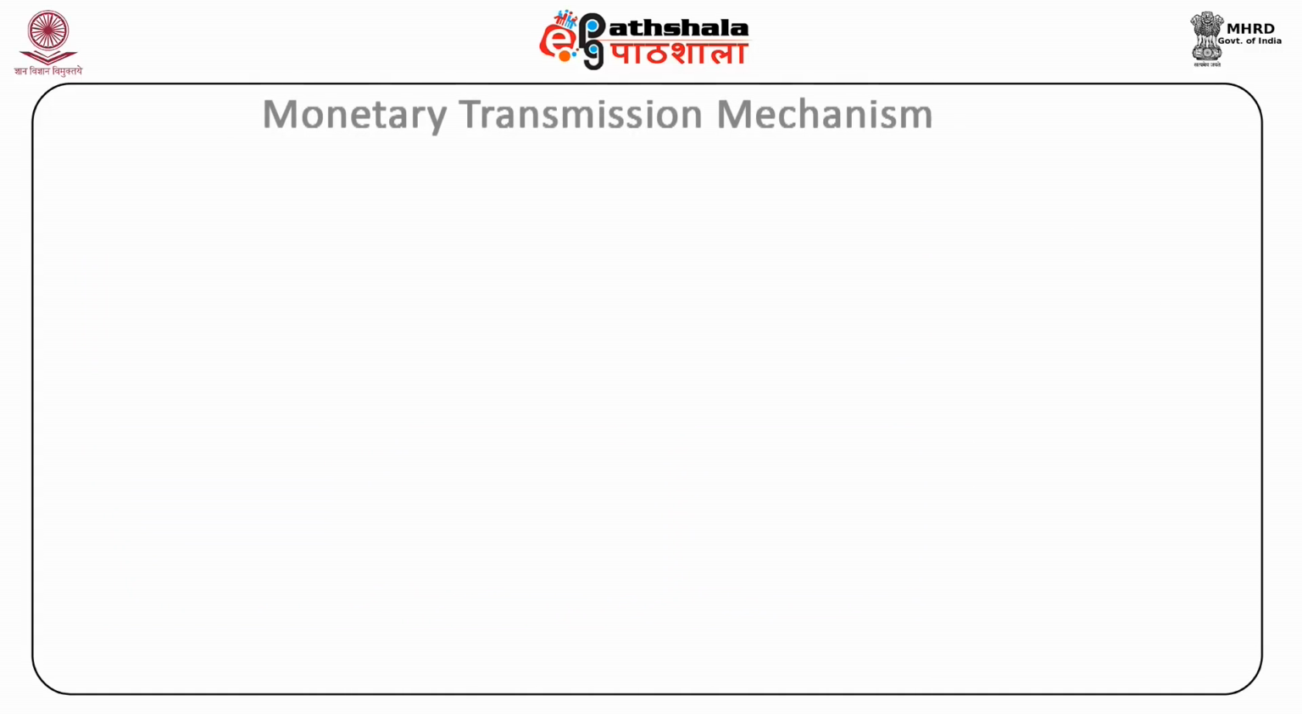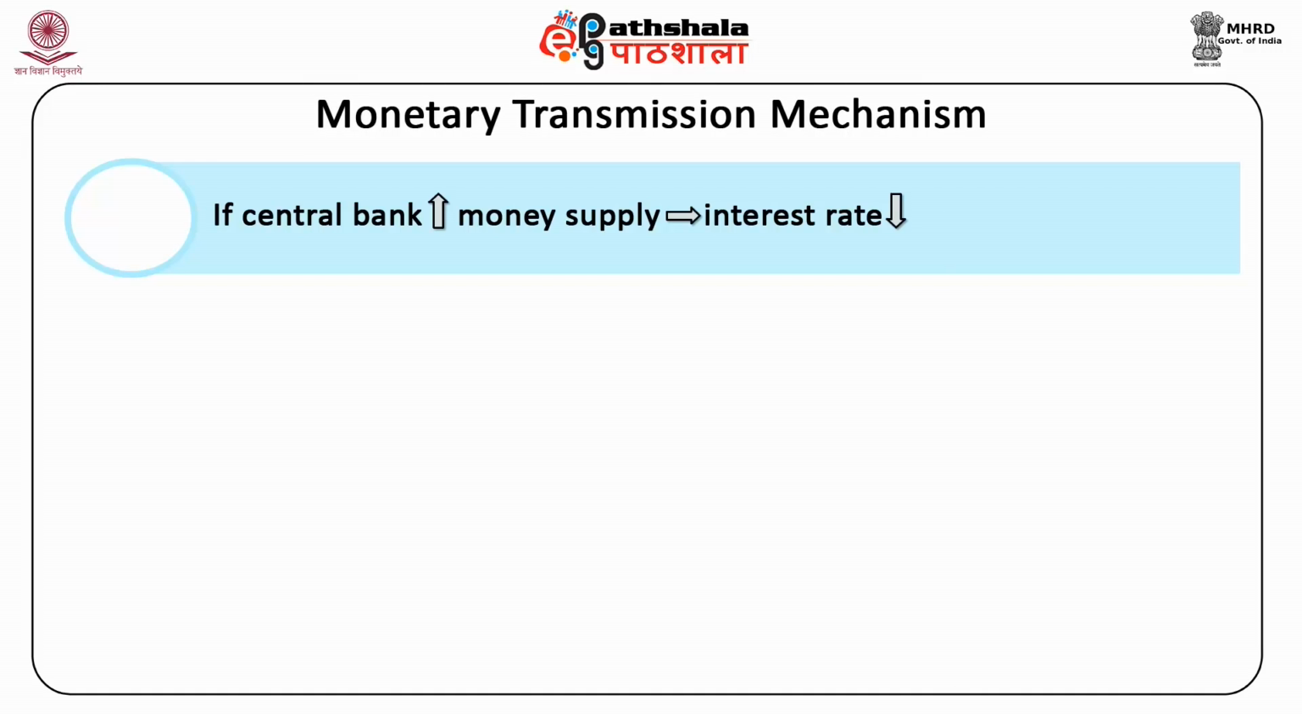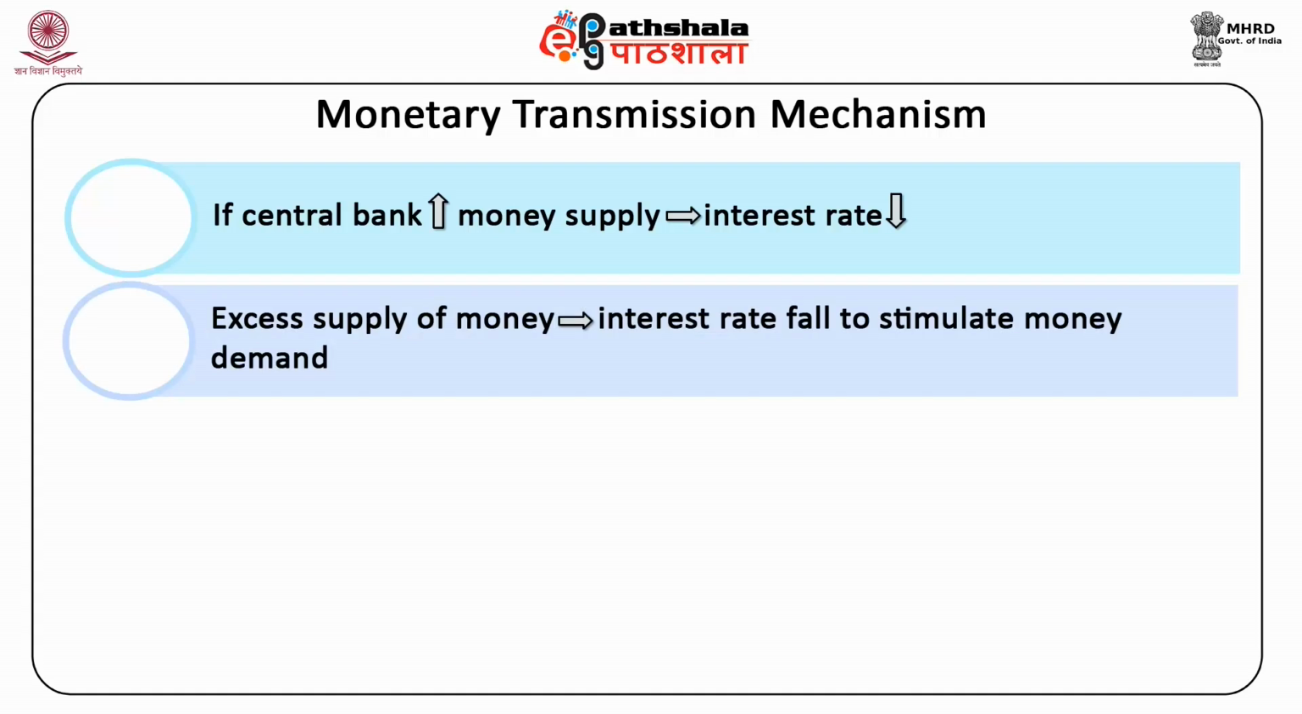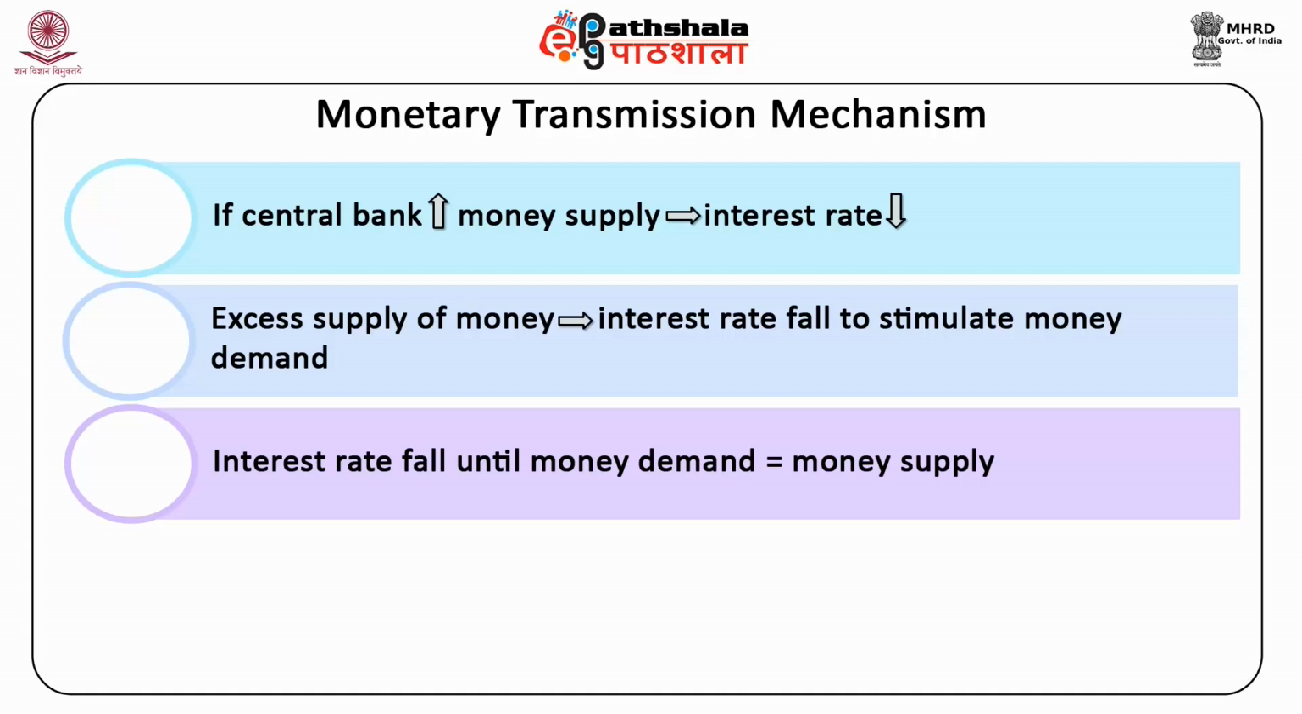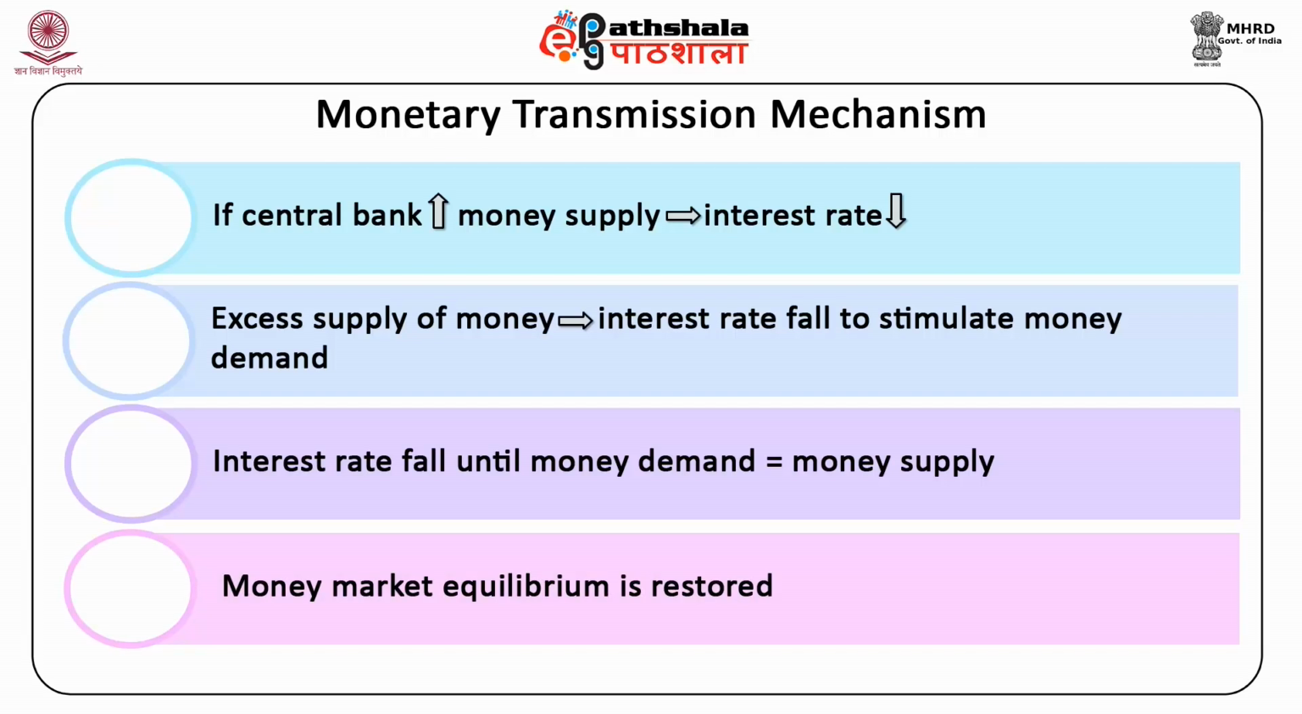Thus, we can say that if the central bank increases the money supply, the interest rate falls at the current national income level. This is because at the existing interest rate, there is an excess supply of money and the interest rate has to fall to stimulate an increased demand for money. The interest rate continues to fall until the demand for money is again equal to the increased money supply and money market equilibrium is restored back.